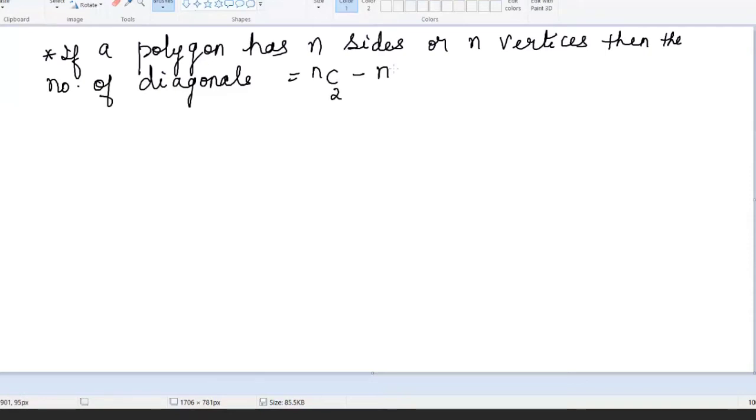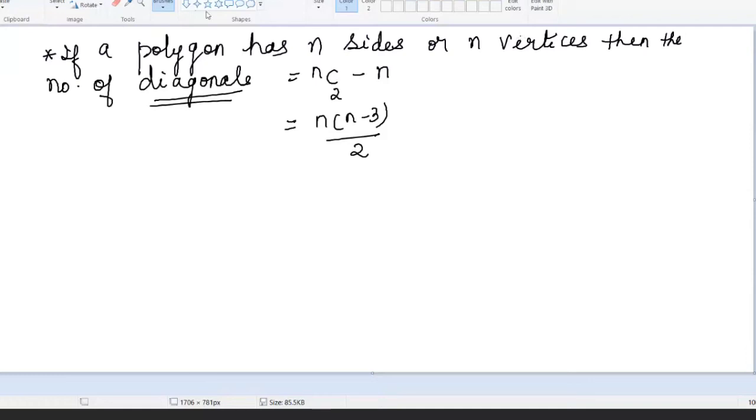But in order to make it easy for us, we can simplify this also. NC2 means what? N into N minus 1 by 2. And when you take LCM, you will reach this answer: N into N minus 3 by 2. So whenever a diagonal question is there, you can just remember N into N minus 3 by 2. If you can't remember that, the diagonal formula which we know is NC2 minus N. You can put N equal to 4, a square, and you will get the same answer.